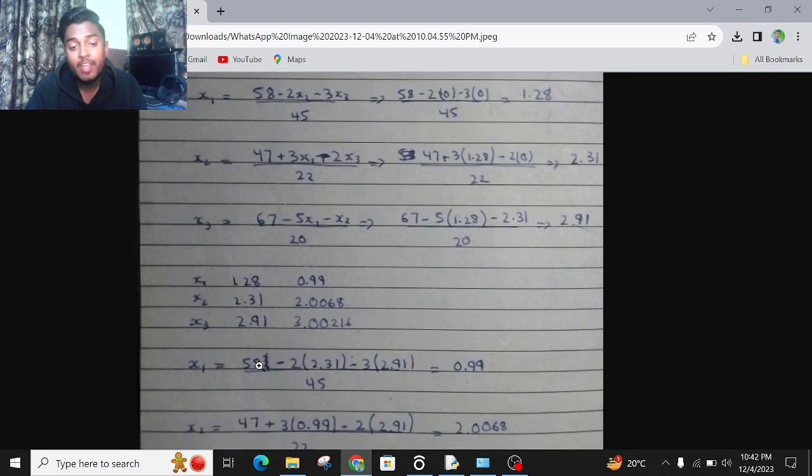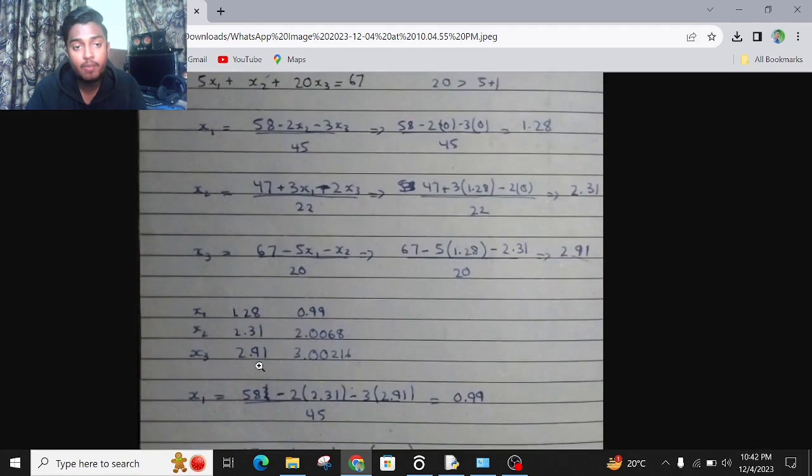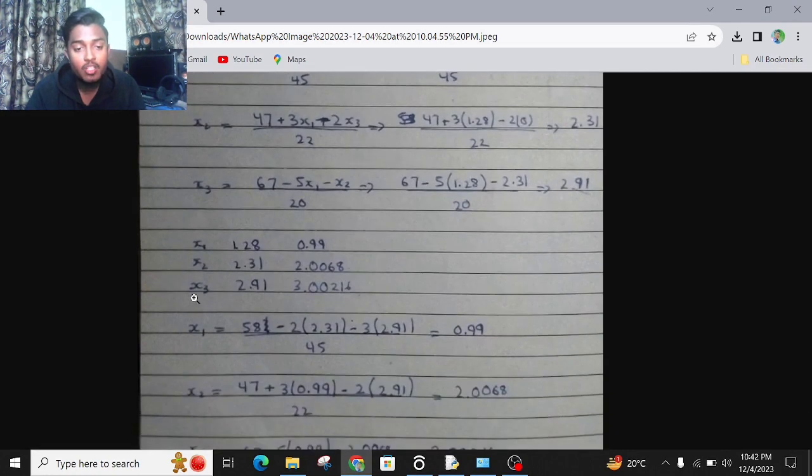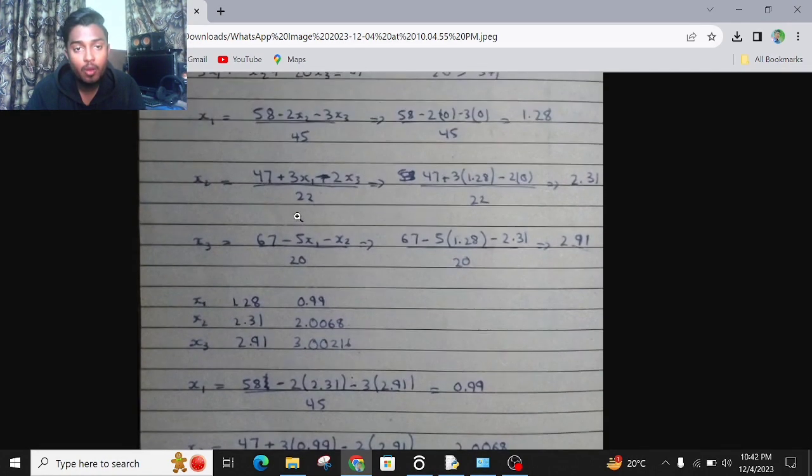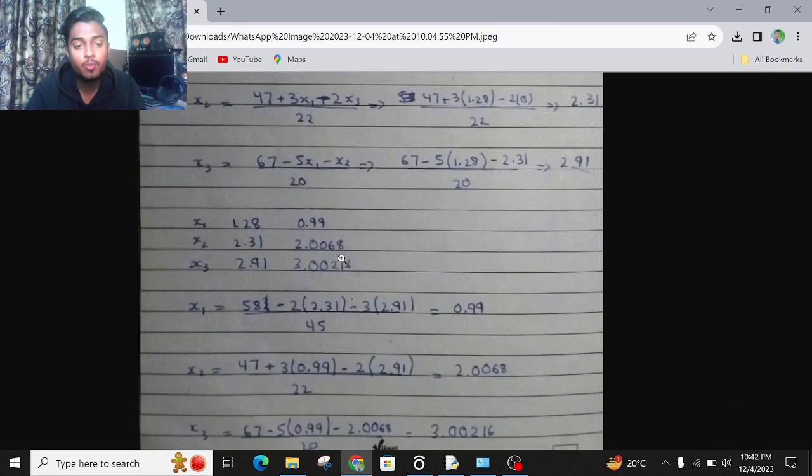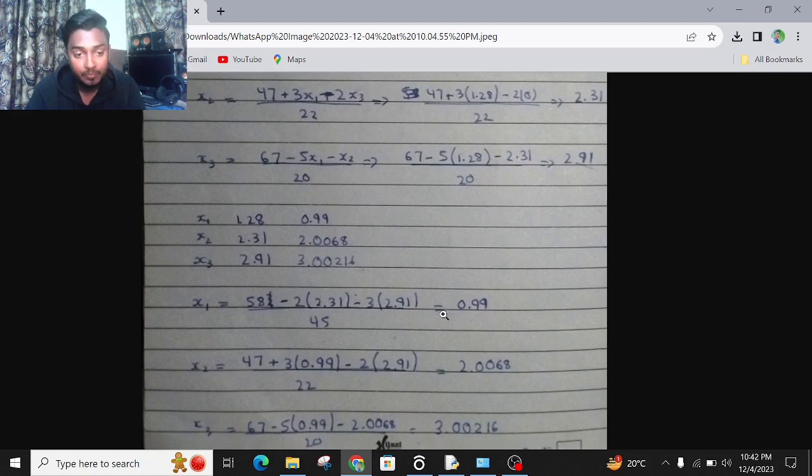To solve the second iteration, we take the same equations as before, but we change the values. Before, in the first iteration, we put x2 and x3 equal to 0. Now we already have the values of x2 and x3, so we put these values in our equation. Then we get the second iteration for x1, which is 0.99.